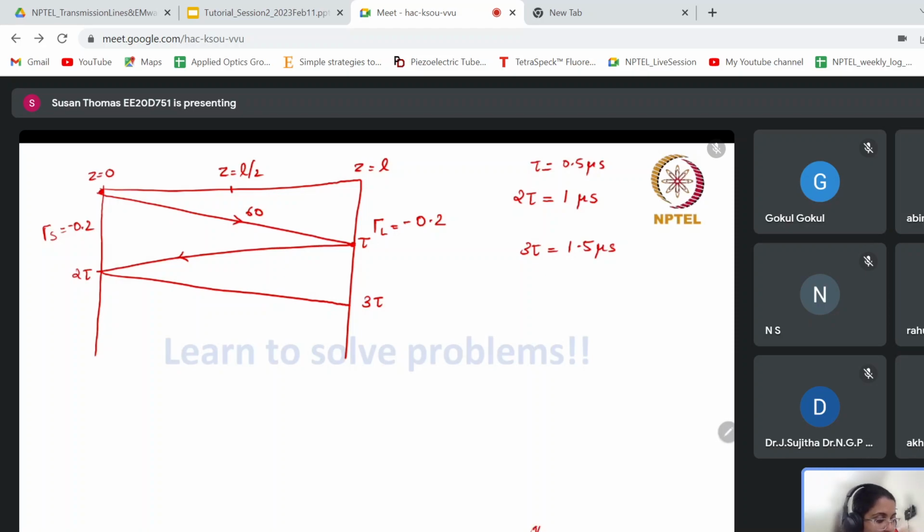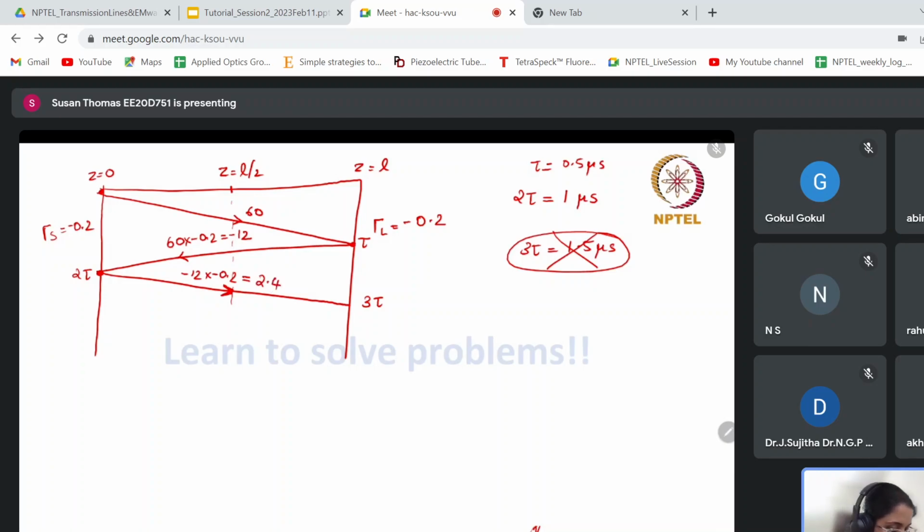Now we haven't reached this. So we are stopping somewhere here, somewhere at the middle of the transmission line. Now this is 60. After first reflection, 60 into minus 0.2, this becomes what? Minus 12. Now coming back, reaching here, there is another reflection. So minus 12 into minus 0.2, that is 2.4.